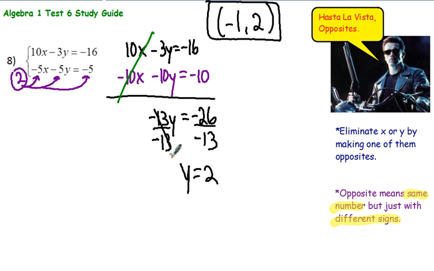Again, just pick one. When you go back in to figure out which one it is, it doesn't matter which one. I don't know, maybe I'll just go with the bottom one there.